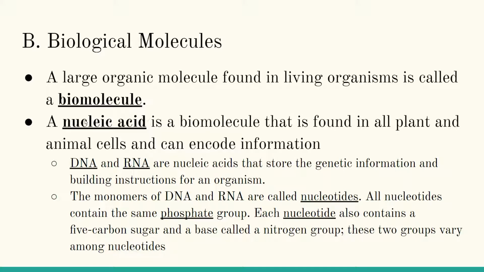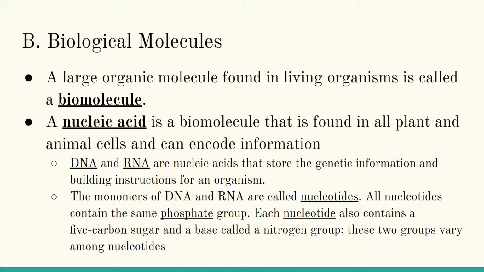The first one is a nucleic acid. You guys might have heard of DNA. You maybe have heard of RNA. I know you guys have heard of DNA though, but that's a nucleic acid. It's found in all plant and animal cells, and it encodes information. So the instructions that your body builds itself with is found in your DNA. It stores all of the genetic information, instructions for an organism.